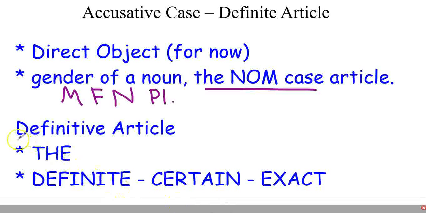Think about the word definite when you think about definite article. Definite. You are definitely sure that's it. That means it is certain or exact. I'm not talking about any old book. I'm talking about the book. The definite, the certain, the exact book.